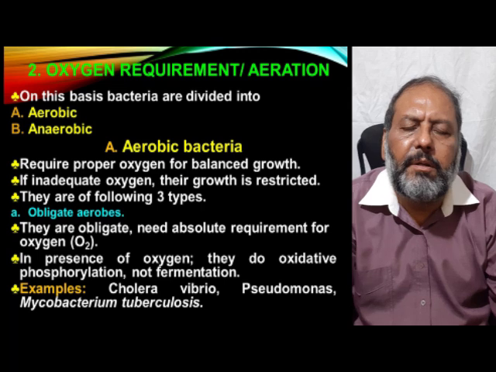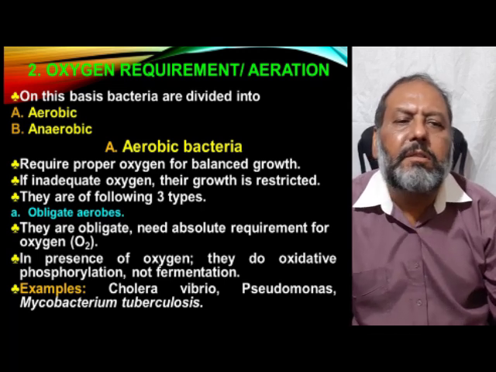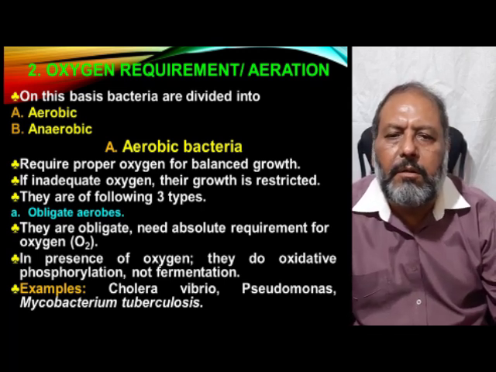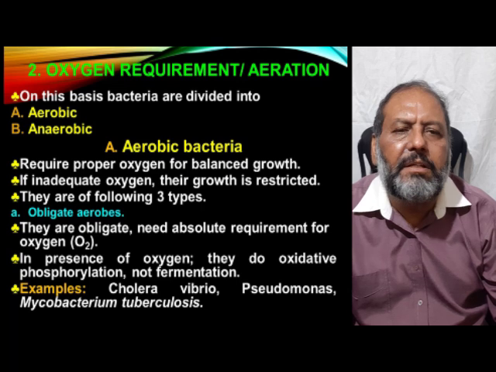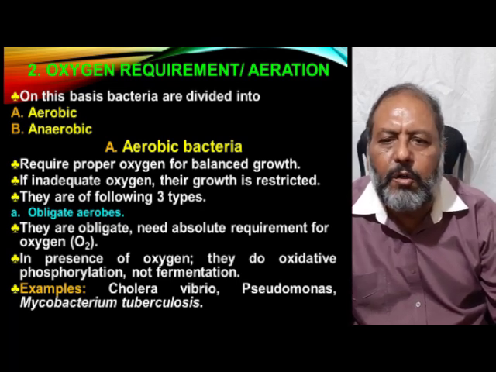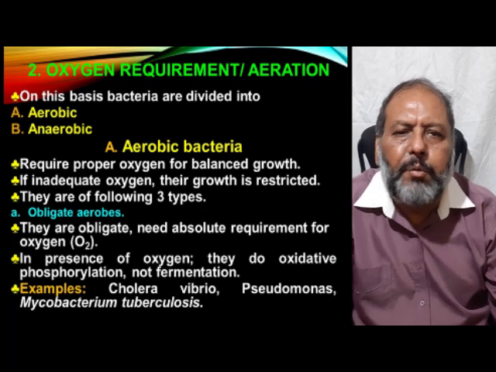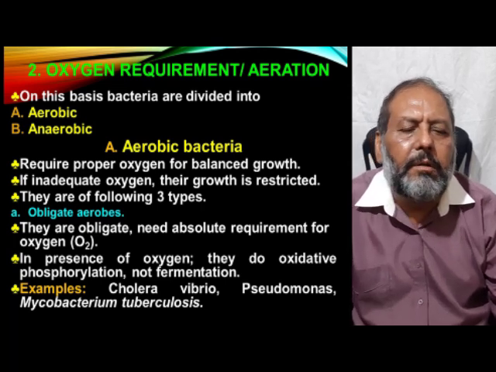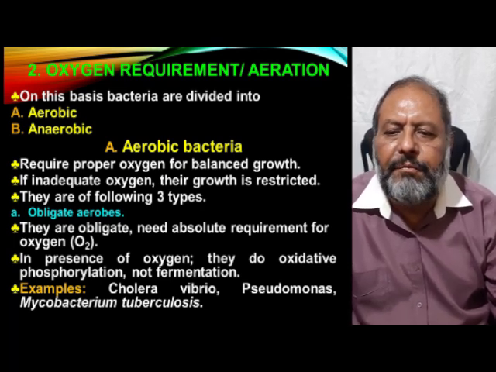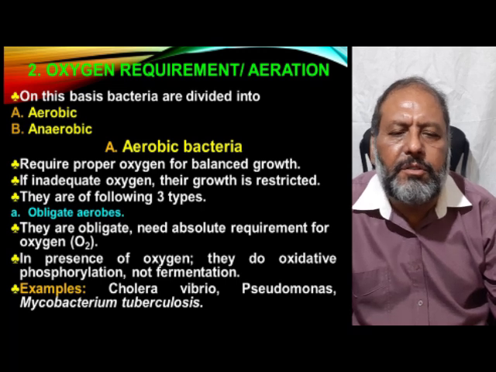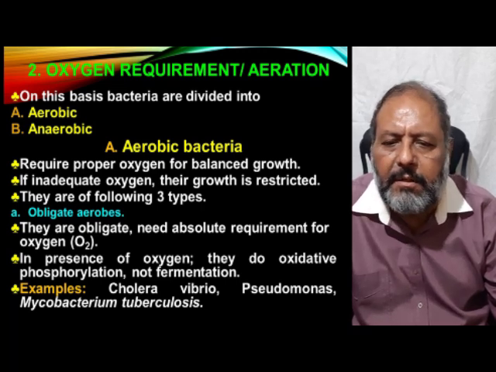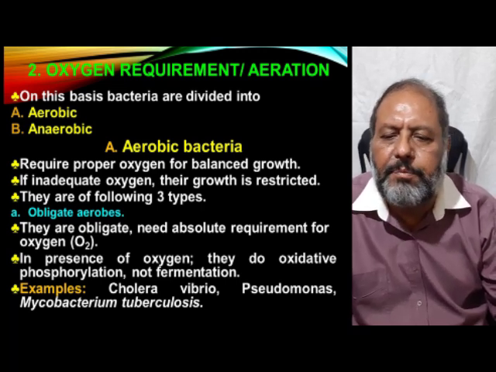So, continuing the bacterial physiology, oxygen requirement or the aeration: on the basis of that, bacteria are divided into two, aerobic and anaerobic. Aerobic bacteria require proper oxygen for balanced growth. If inadequate oxygen is there, growth is restricted. They are of the following three types.